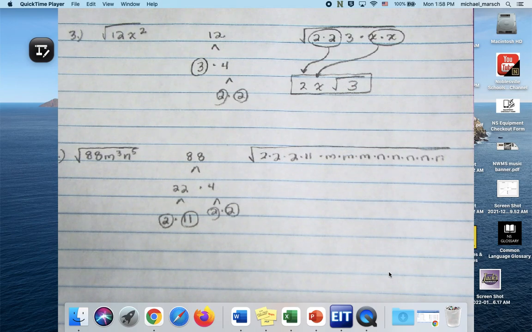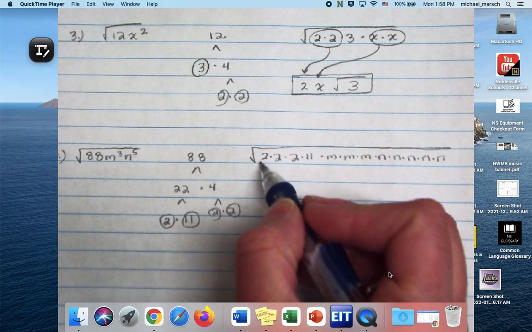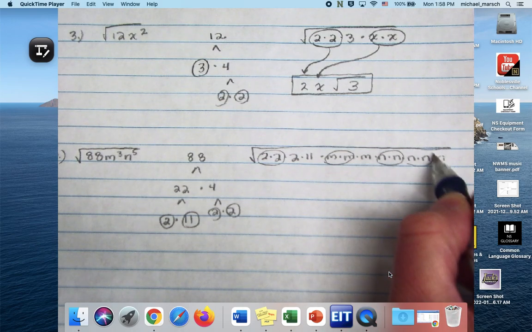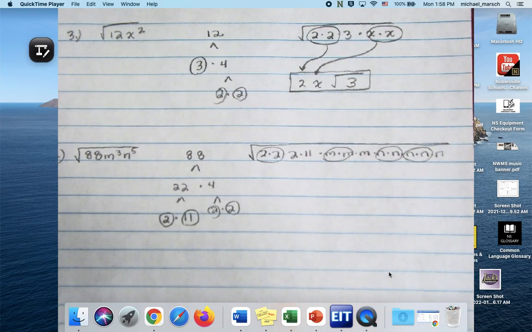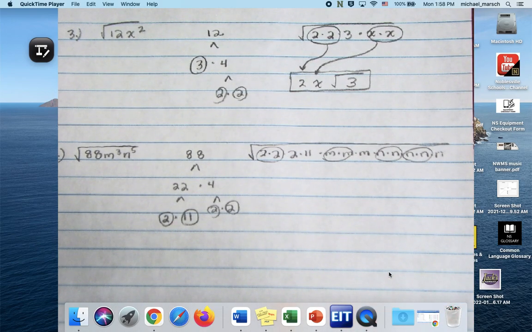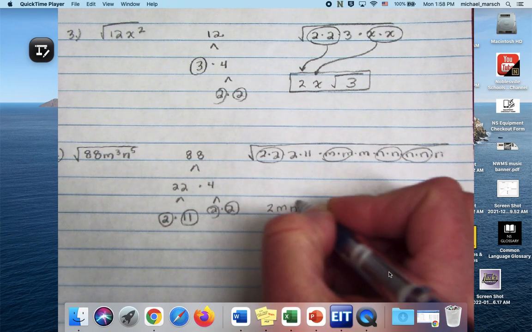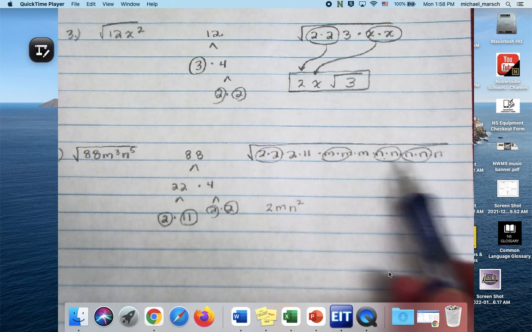I don't care which method you use. If you can do it in your head, great. If you need to write it out, fantastic. So I'm going to find my pairs. So I've got 2mn squared because there's 2 pairs of the n's.